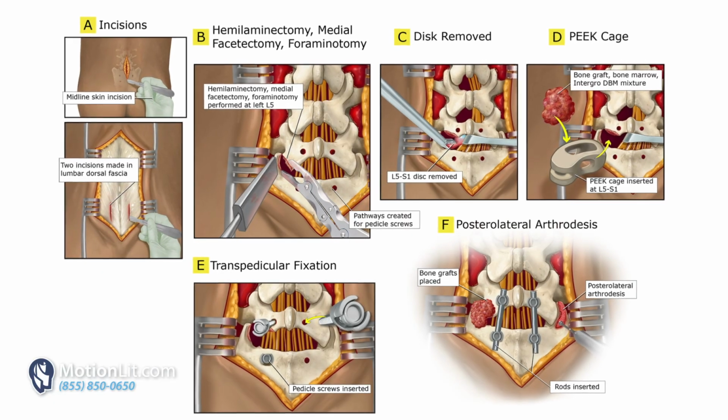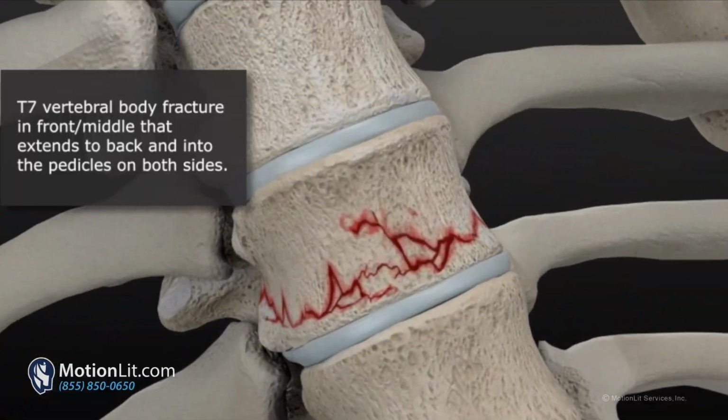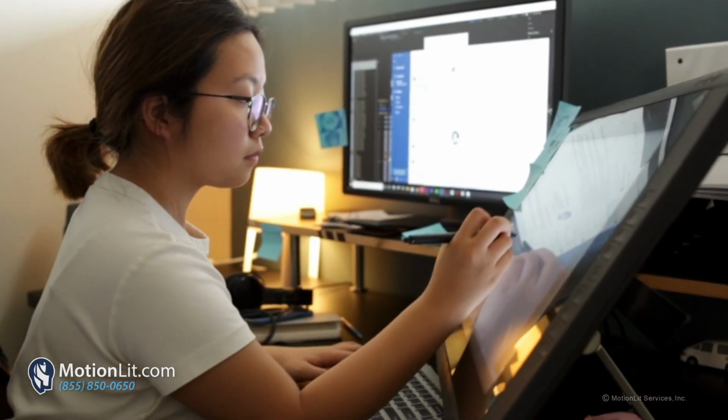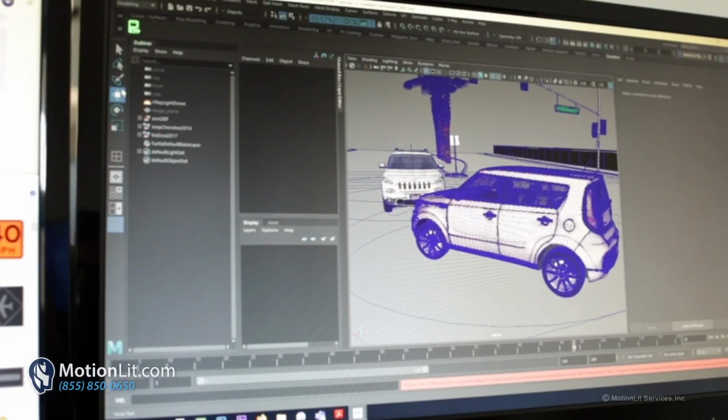For people who are on the fence about using MotionLit for anything, whether it's a trial tech, whether it's illustrations or animations, if you're even thinking about it, do it. It will help your case, it will help your client, it'll help your verdict, and it'll help the jury see the truth.